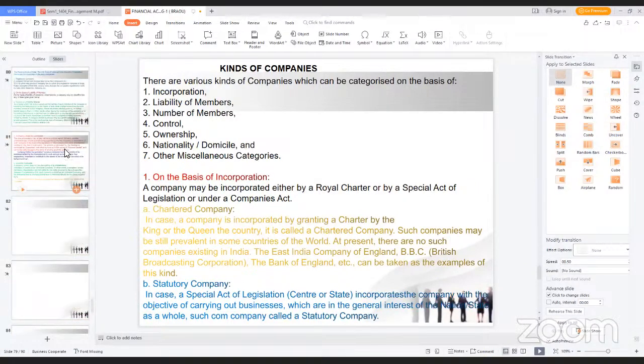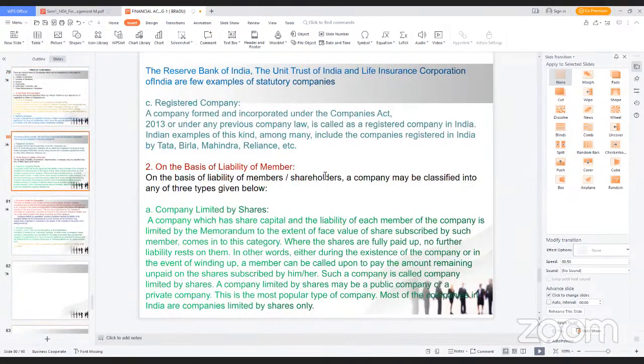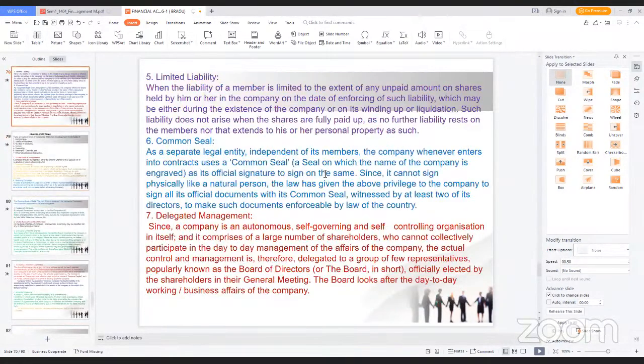So in the next class, I'll be going with the types of a company, the characteristics of a company, and the kinds of company. These two are very, very important from your examination point of view. So now I'll stop my class. Next week we'll take up the kinds of a company.